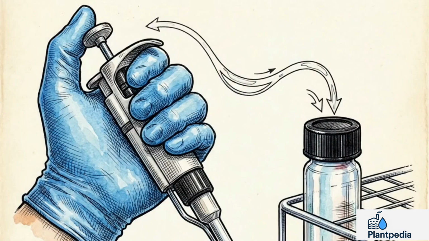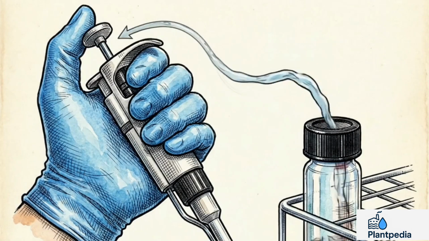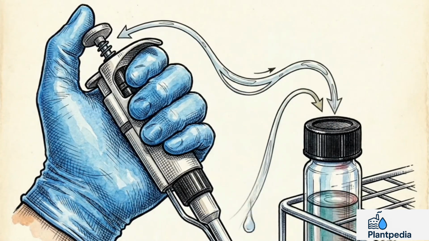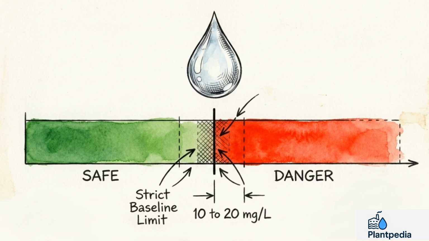Step 1 is sample preparation. Draw exactly 2.5 milliliters of your water sample into a clean COD vial. For RO feed water, your strict baseline limit is under 10 to 20 milligrams per liter. Anything higher is a threat.